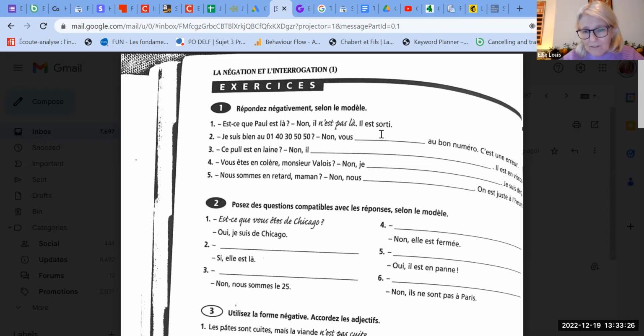So that would be être in here. Vous êtes, you are, and then the pas, au bon numéro, you're not at the right number. Notice that if we want to say the right number, it's bon numéro, it's not vrai, it's bon.